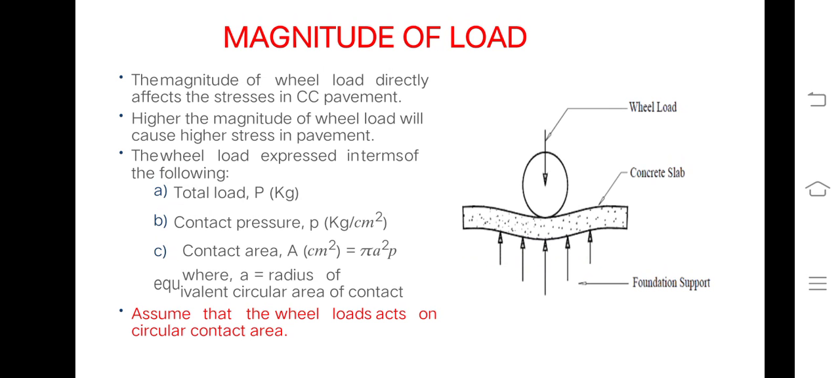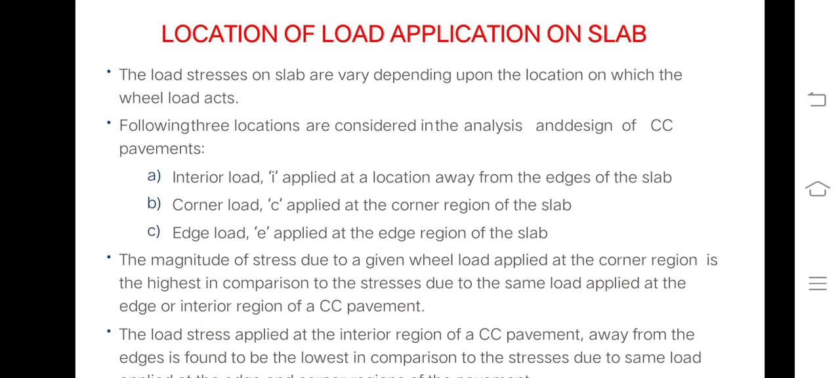Magnitude of the load. The magnitude of the wheel load directly affects the stresses in cement concrete pavement. A higher magnitude of the wheel load will cause higher stress in the pavement. The wheel load is expressed in terms of the following. Suppose P is the total load in kg, small p is the contact pressure in kg per centimeter square, and contact area is denoted by A in centimeter square, which will be equal to P/p, that is, pi a square, where a is the radius of the equivalent circular area in contact. Assume that the wheel load acts on a circular area of contact.